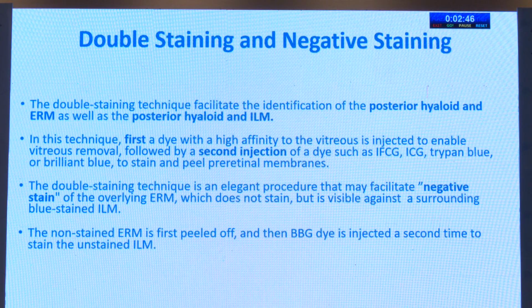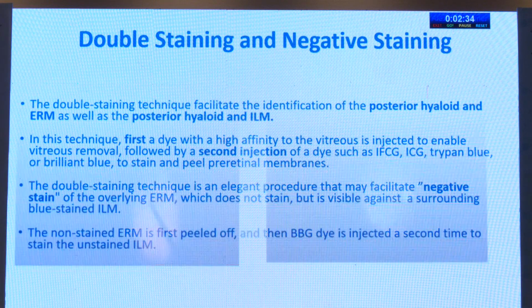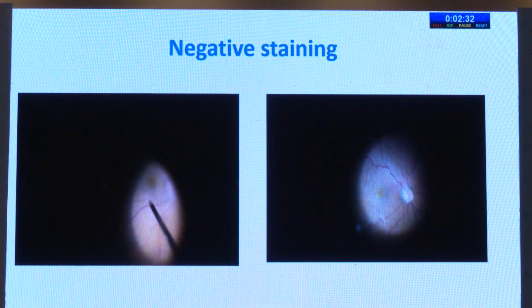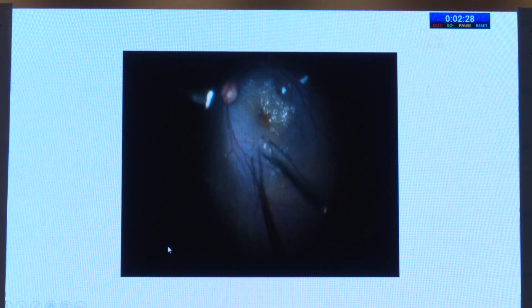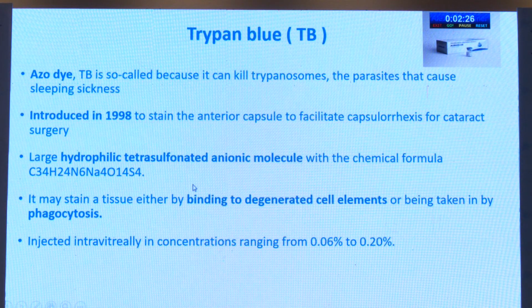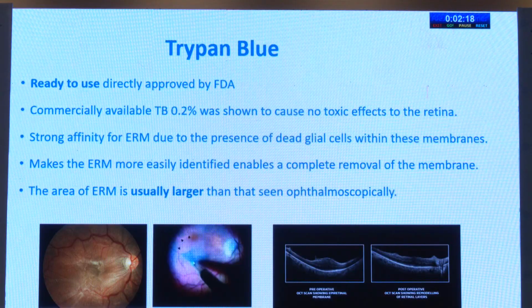So a word about negative staining and double staining. Negative staining is where you first stain the ERM, leaving behind the ILM, and double staining is where we stain the vitreous and the ERM and then stain the ILM. There is some problem with the videos, not able to show it, sorry. Yes. Okay. It's a very common surgery, so I'll just skip the surgeries. Trypan blue is of just theoretical importance. It's not used in routine practice nowadays.